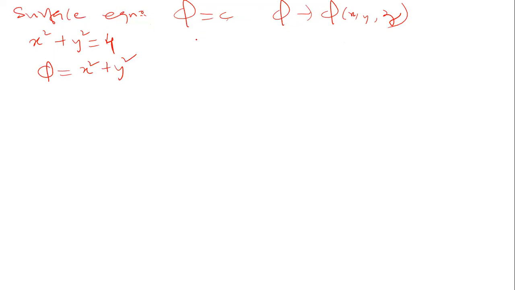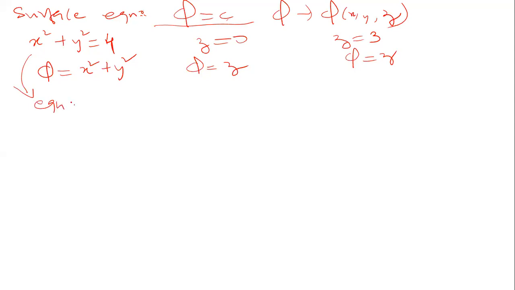The second surface is z equal to 0, so here phi is z. The third surface is z equal to 3, and here phi is also z. This is how we consider a surface equation phi equal to c, which represents any surface in general. So what is the surface x squared plus y squared equal to 4? This is the equation of a circle of radius 2.